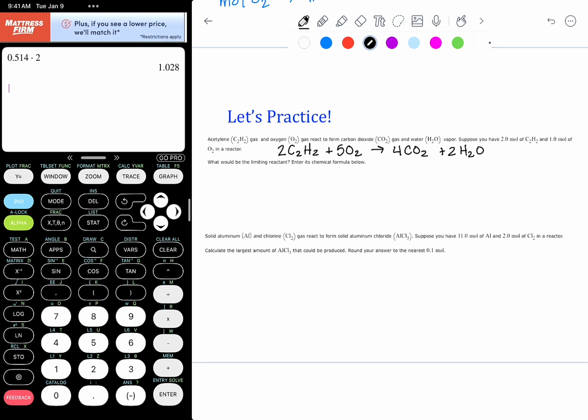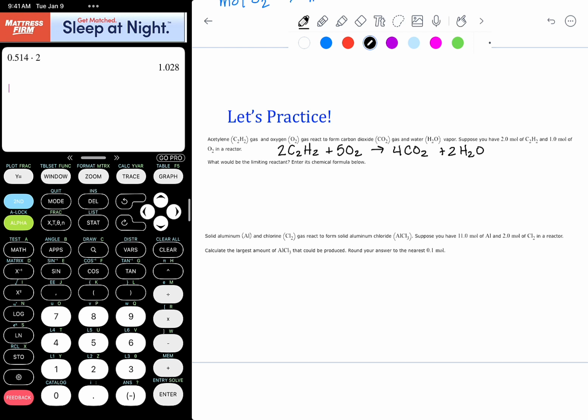Okay, so now that we have the balanced chemical equation, we want to find out what the limiting reactant would be. Now for this, we have two products, so what we can do is one of two things. We can convert each reactant to just one product, or we can convert each reactant to both products. Either way you do it, you're still going to find the same results of what's limiting, because of those multiple ratios. They all relate to each other.